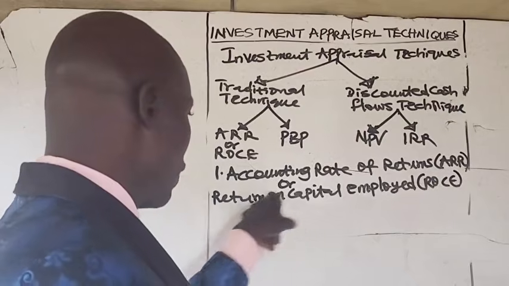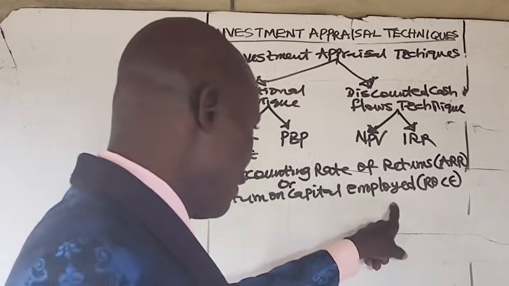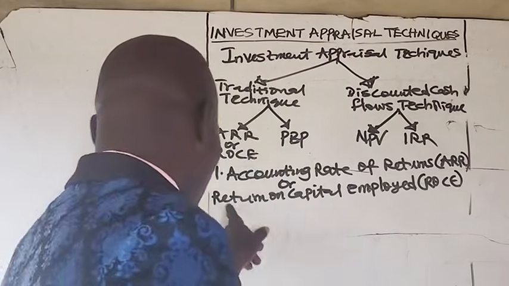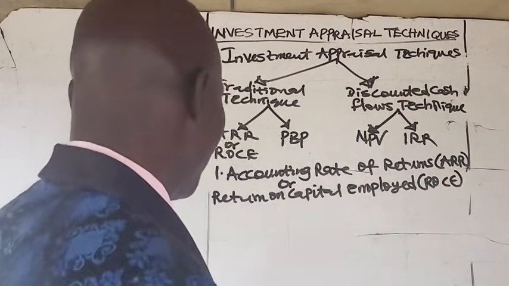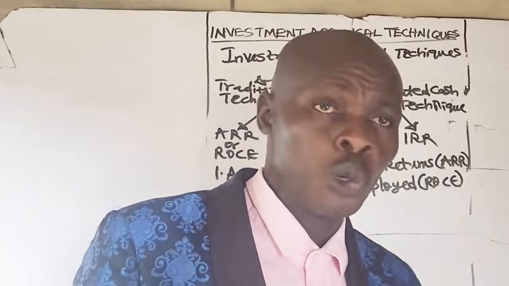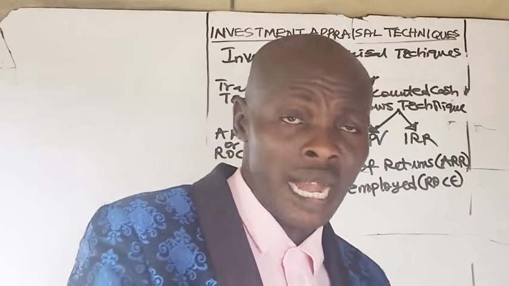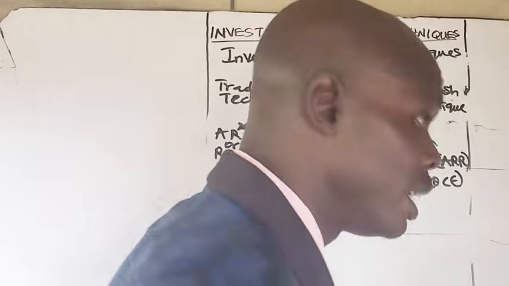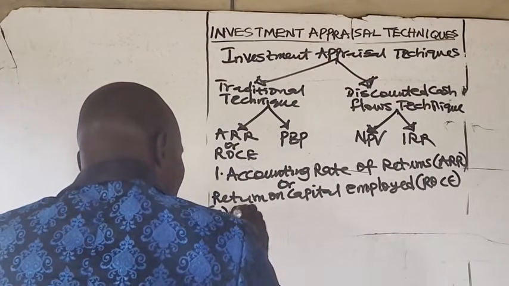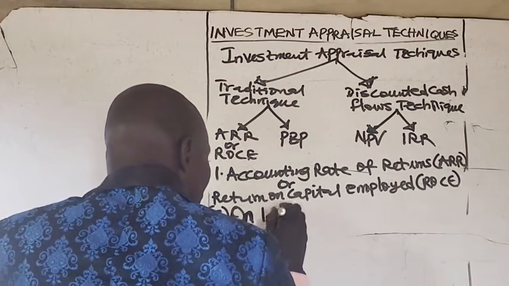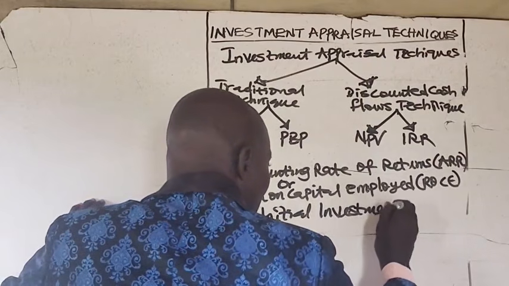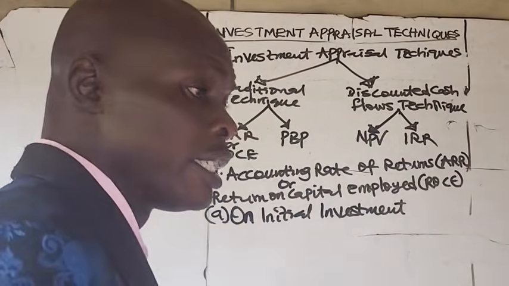Returns mean profit. Profit over capital employed, profit over investment. Your capital employed can be in the form of investment you've made. Therefore, accounting rate of returns is the ratio of accounting profit to investment. This can be calculated in two ways. First, it can be calculated on initial investment.